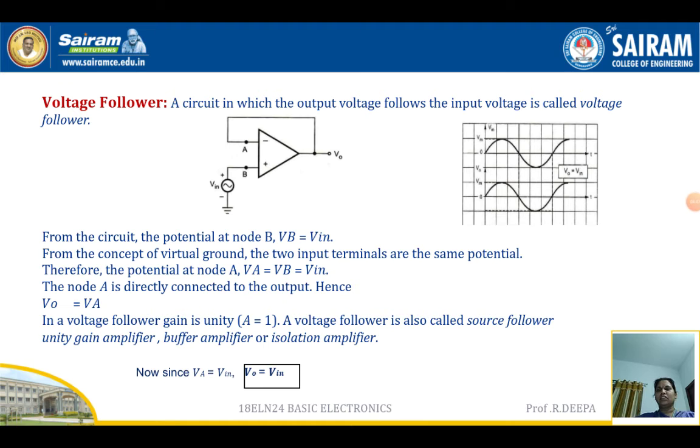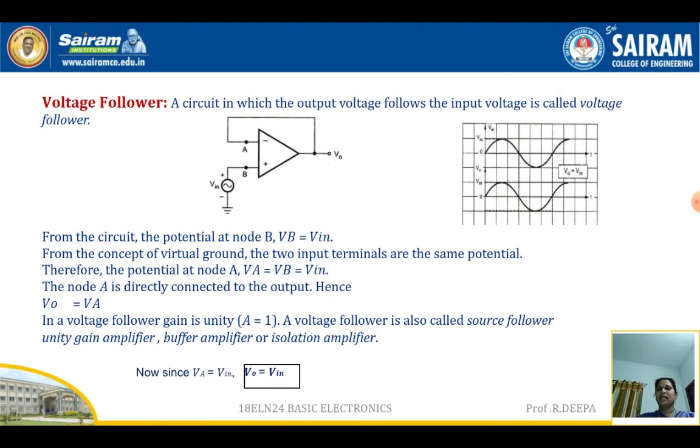The next application of an op amp is the voltage follower. A voltage follower is a circuit in which the output voltage follows the input voltage, so I can name it a voltage follower. The construction of the voltage follower circuit is such that the non-inverting input terminal is given an input voltage Vin. At node B we can write the voltage at node B as Vb, which is equal to Va.